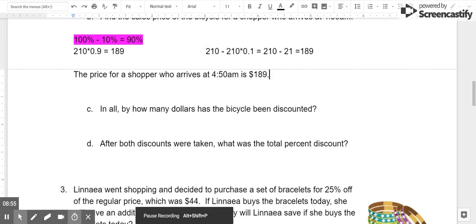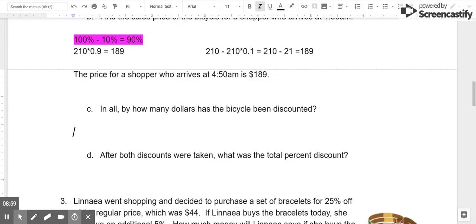Part C is a simple subtraction problem, so I'm going to let you do this on your own. Pause the video right now to answer Part C.